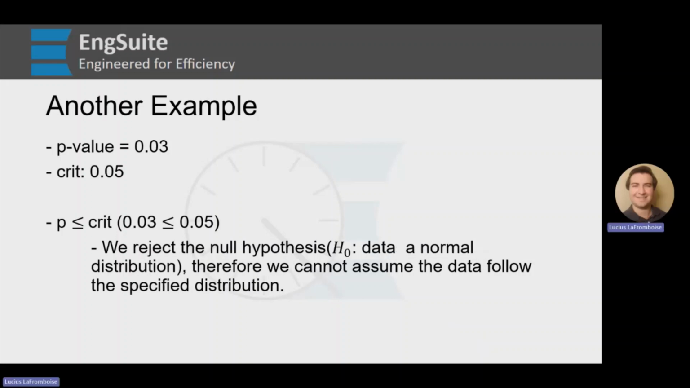Another example here is where our p-value is less than or equal to our critical value. In this case, p is 0.03, which is less than 0.05. Therefore, we reject the null hypothesis. The null hypothesis, again, being the data follow a normal distribution. Therefore, we cannot assume the data follow the specified distribution. Therefore, we cannot assume the data are normal.